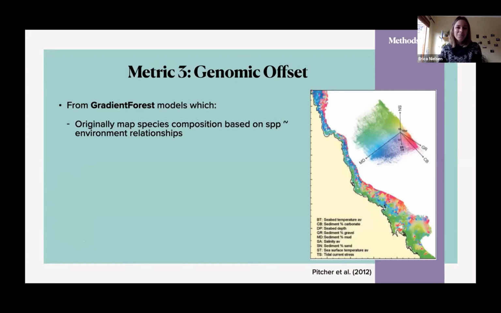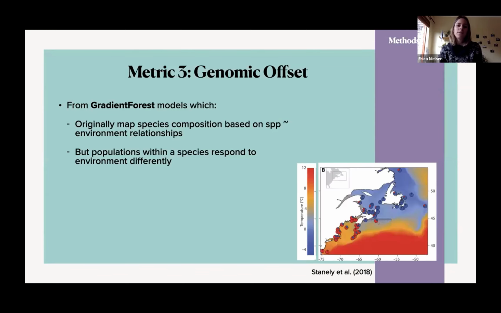And our third and final metric is genomic offset. It's probably the least well known. So to create this, we ran gradient forest models, which use a machine learning algorithm, and they were originally used to map species composition in space. So in this figure here, this is the Great Barrier Reef, and the different colored areas represent different species compositions based on the model. But we know that species doesn't respond as a whole to the environment, but rather different populations within a species have different trajectories.